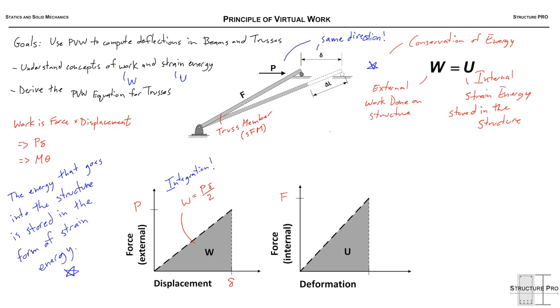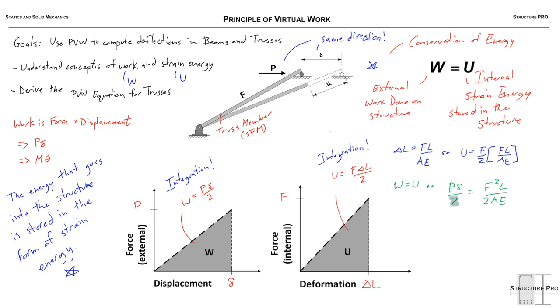So the internal force in this truss member is F, and the deformation is big delta L. So we can say, similar to the W equation, that U is F times delta L over 2 from the time that we aren't doing any work to the time that we're pushing with the load P, and we have created this displacement small delta and this deformation big delta L. We know from an axially loaded bar that delta L can be equated to FL over AE. So we can write U is F over 2 times FL over AE if we like. If we equate this to the work done, we come up with this equation. P small delta over 2 equals F squared L over 2AE. You can eliminate the 2's, and then we're left with P small delta equals F squared L over AE.